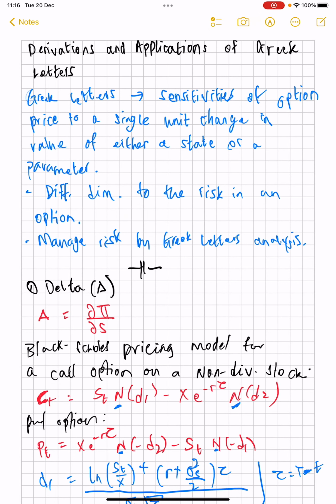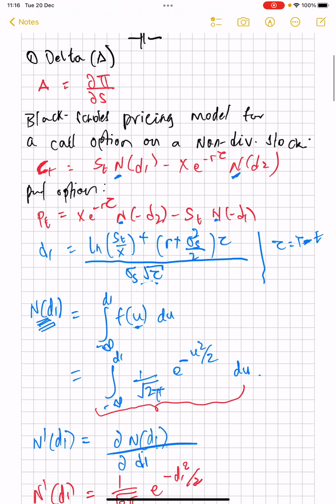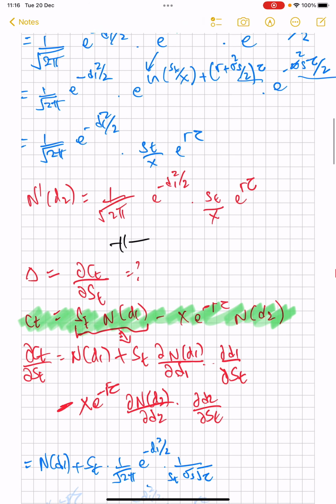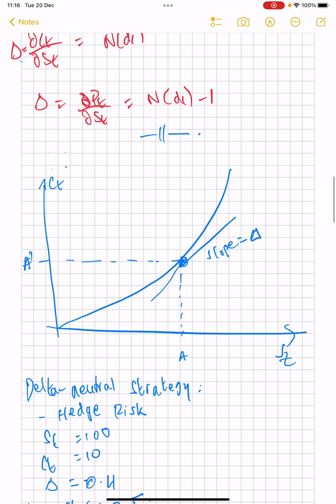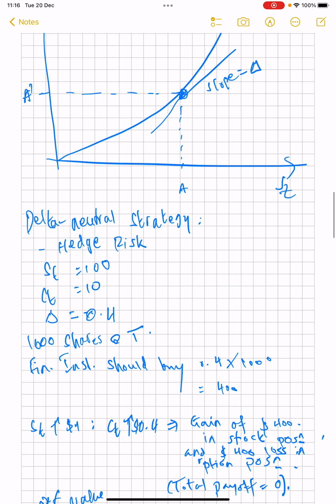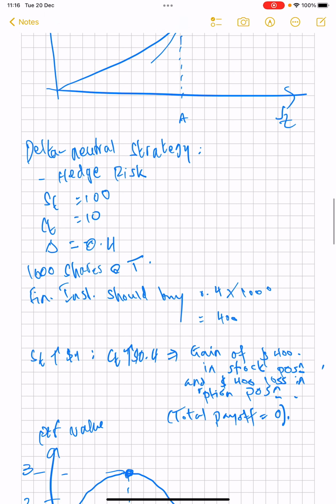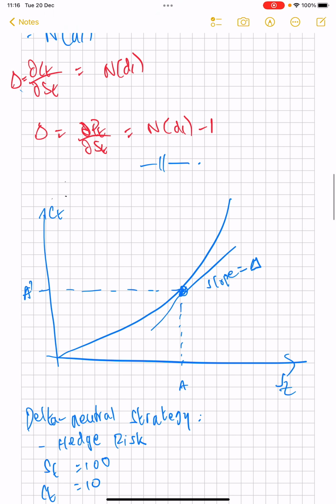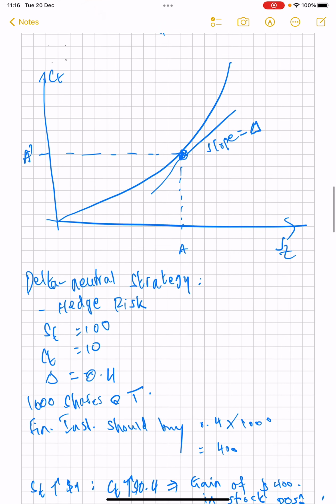So I'm going to continue with derivations and applications of Greek letters. Last time we talked about Greek letters, we covered delta. We derived the delta for a call option. For a put option, I gave you the equation. We talked about a delta neutral strategy. Let me explain what a delta neutral strategy is.